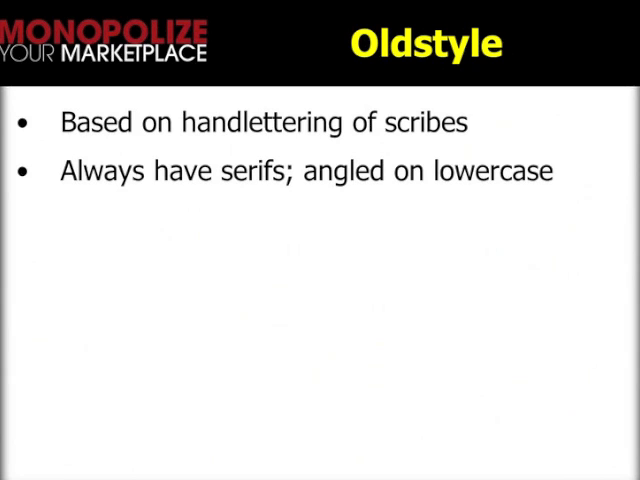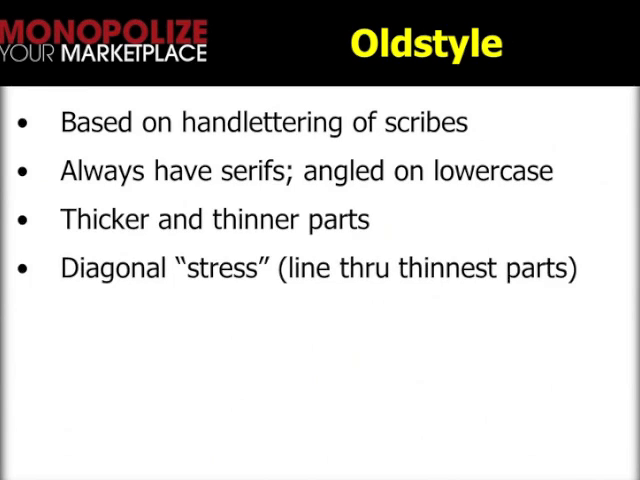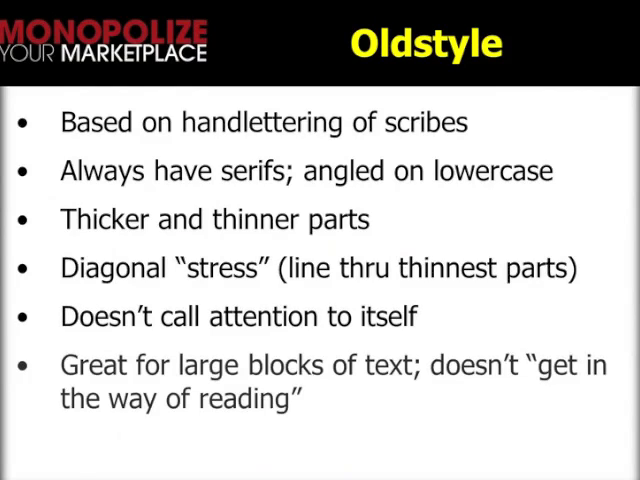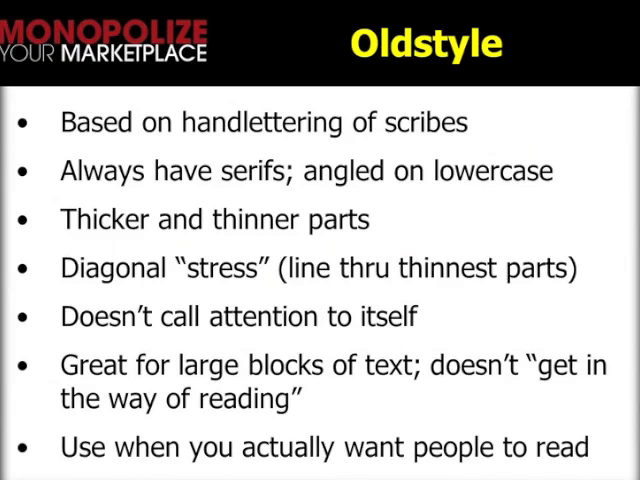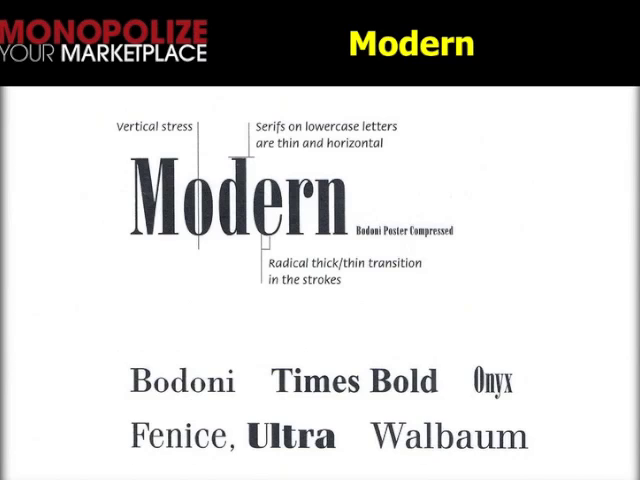Based on hand lettering of scribes, always has serifs, angled on lowercase, has some thicker and thinner parts. The diagonal stress means that the lines are through the thinnest parts. Doesn't call attention to itself. Great for large boxes of text, doesn't get in the way of reading. Use this when you actually want people to read it.